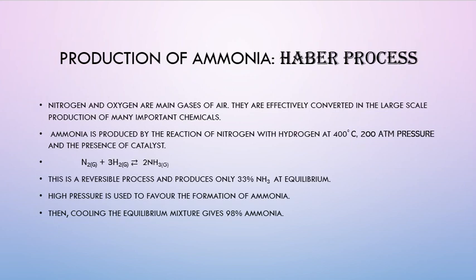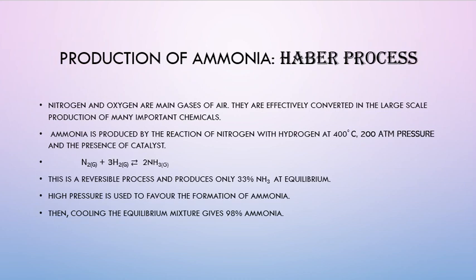Okay. Nitrogen and oxygen are the main gases of air. As we know, nitrogen is present almost 70% in the atmosphere, and oxygen is about 20 to 21% in the air. And these gases are very important, and they are effectively converted in the large scale production of many important chemicals. And the most important is ammonia.